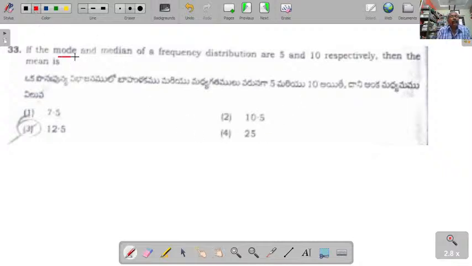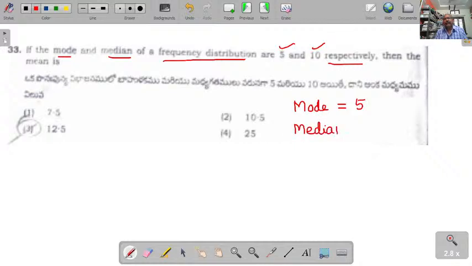See, if the mode and median of the frequency distribution are 5 and 10 respectively, then we need to find out the mean. So here, what is given: the mode of a frequency distribution is 5. Next, the median is given. What is the median? Yes, 10. So now we need to find the mean. So how to find the mean? Do we have any formula here?